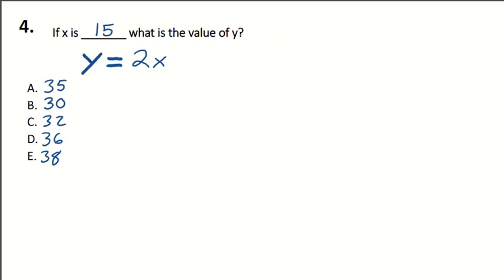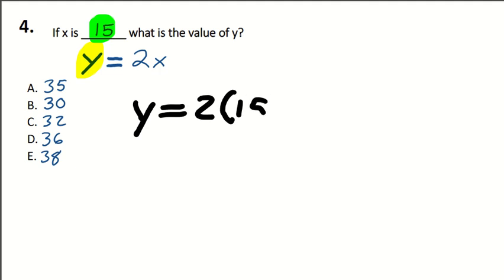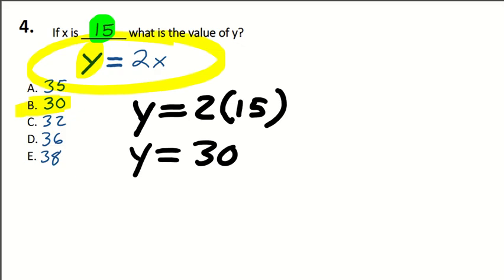Let's do another one. All right, what if I have 15 for the value of x? What is the value of y? Let's plug it in real quick. So y is going to equal 2 times 15. And we know that 2 times 15 is going to be 30. So we can accurately say that if x is 15, the value of y will be 30 with this particular equation.